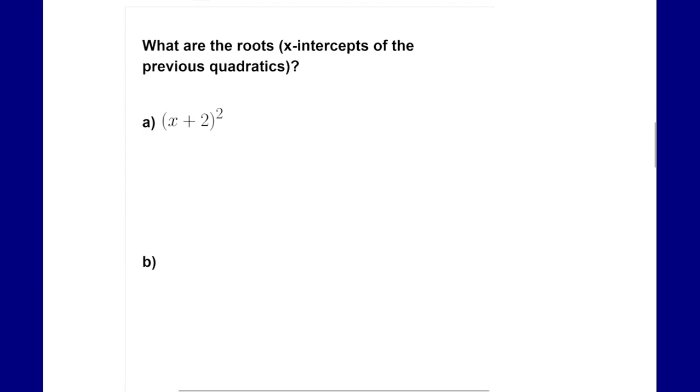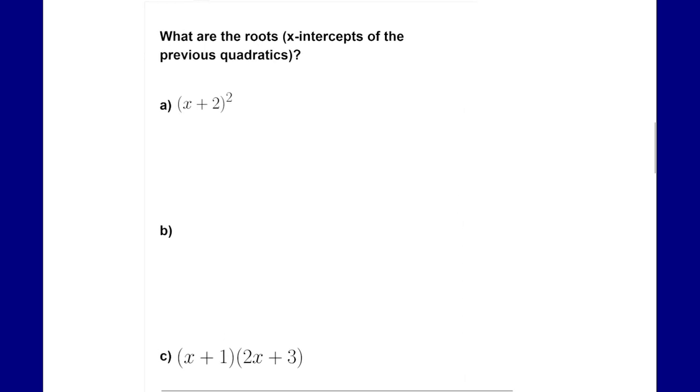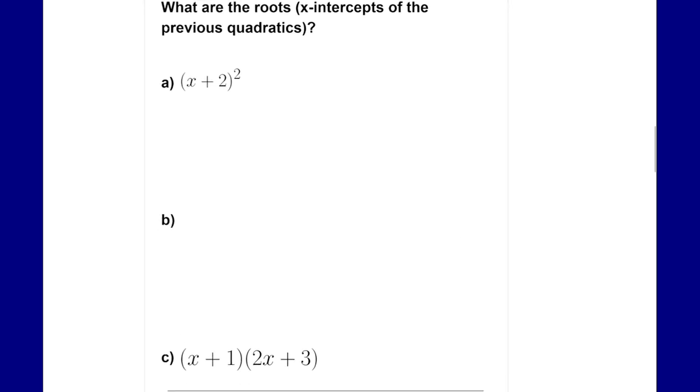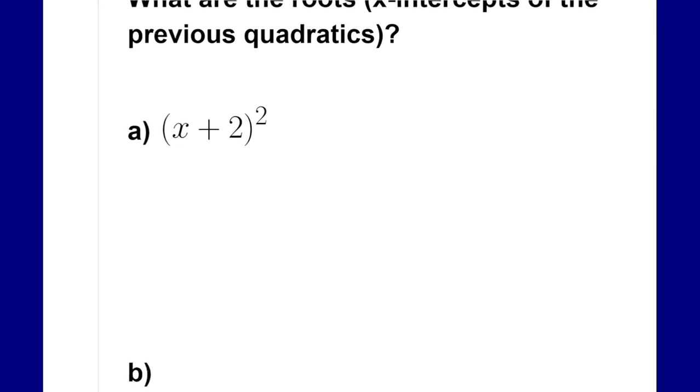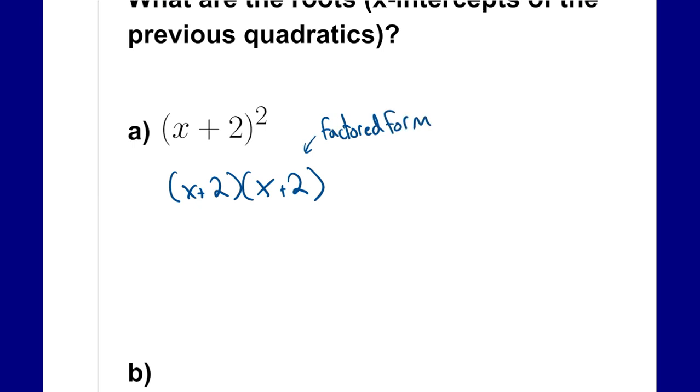The next thing we're going to do is take a look at our different factored forms, and see how many roots or x-intercepts there are of the previous quadratics. If I look at the first one, my answer was x plus 2 squared, or we could say it as x plus 2 times x plus 2. Now, this is my factored form of a quadratic. So what are the x-intercepts, or what are the roots?